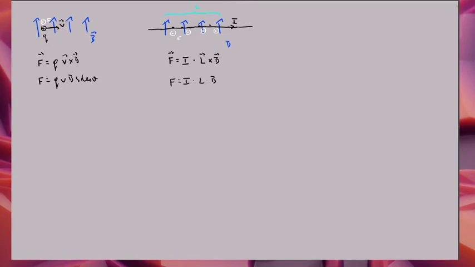I'm going to put this on the side. All right, comma L, length of wire in the field B.